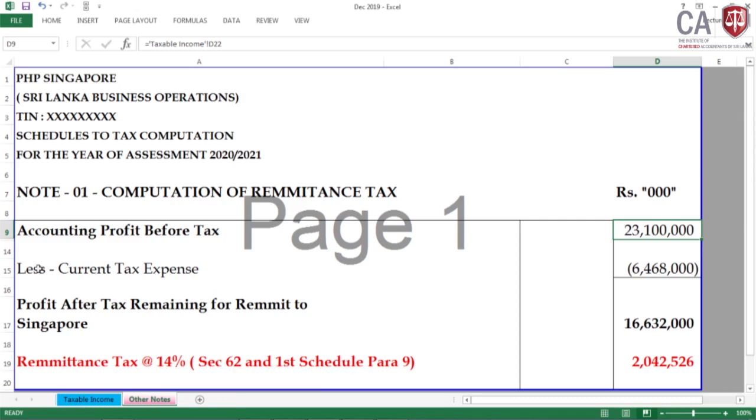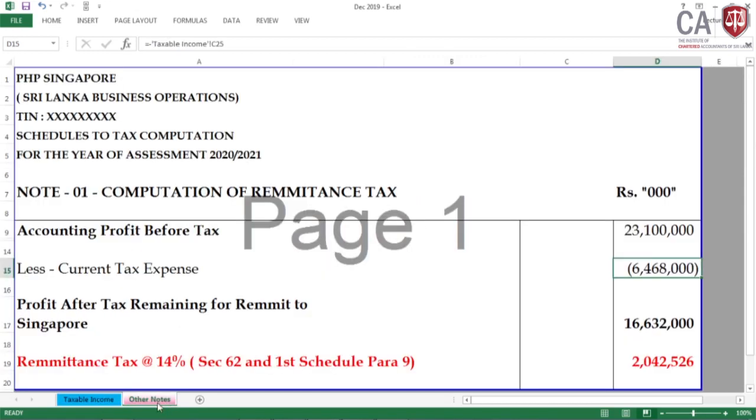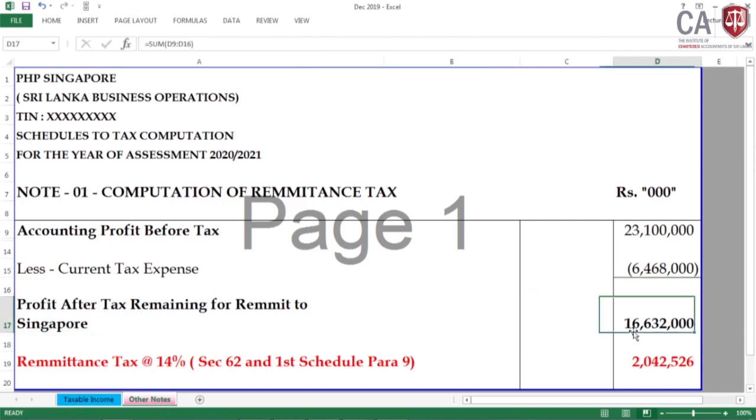We have to take it here. Then current tax expense is 6,468,000. For this, apply the 28% tax rate. Then the profit after tax remaining to remit to Singapore is this. For this amount we have to take the remittance tax separately, so it should be divided by 114 into 14.